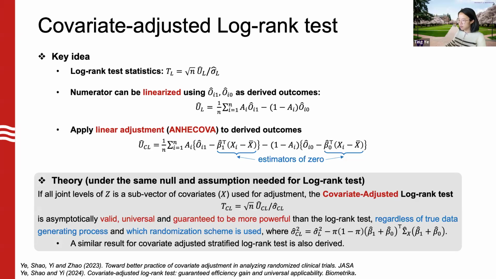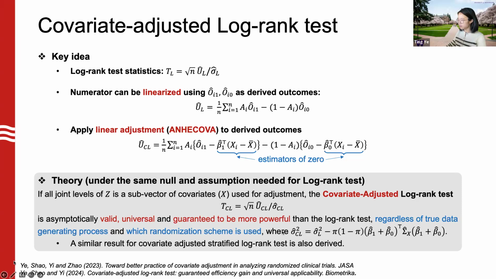So we have a theory for this test statistic, denoted by TCL, the covariate adjusted log rank test. We say that under the same null hypothesis and assumptions needed for the log rank test, if all the joint levels of the stratification factor are used for covariate adjustment, then this test is asymptotically valid, universally applicable, and guaranteed to be more powerful than the log rank test, regardless of the true data generating process and which randomization scheme is used.